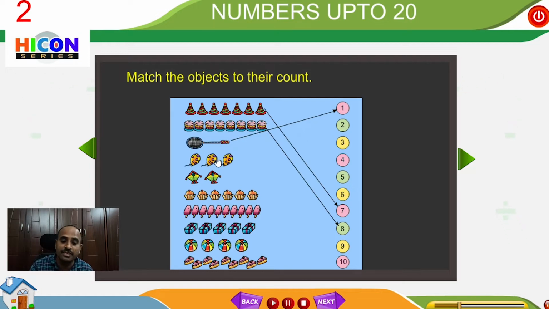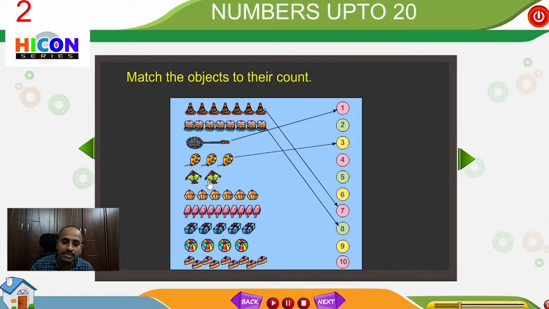So see the next set of pictures. The next set contains balloons. How many balloons are there? So let us count. So this is the first balloon, 1, 2, 3. So there are 3 balloons. We have to match these balloons with the number 3. So where is the number 3? Let us find out. This is 1, 2, 3. Very good. So this is the number 3. So we have to match the balloons with the number 3.